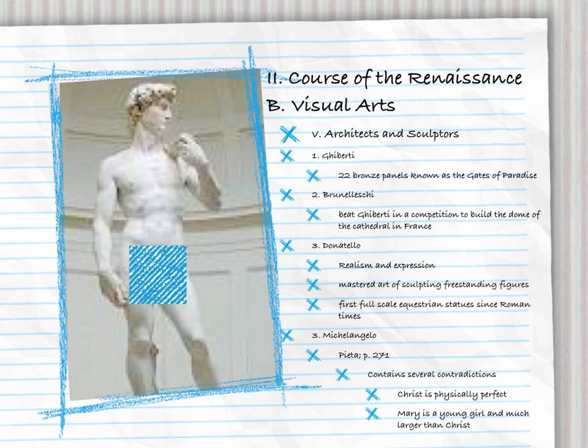Okay, then we have Donatello. Realism and expression are kind of his trademarks. He masters the art of sculpting freestanding figures, and a freestanding figure is like the one you see here, of David, where you can walk around it. He creates the first full-scale equestrian, or someone on horseback, statue since Roman times.